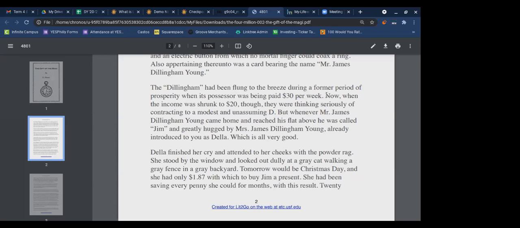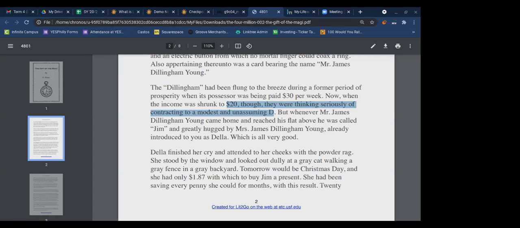All right. And then it says when his income shrinks to $20 a week, so now he's making less money, they're thinking of contracting it to a modest and unassuming D, right? So changing it from Mr. James Dillingham Young to just James D. Young. Why do you think that is? Why do you think now that he's not as prosperous, not making as much money, he wants to shorten it and change it just to D? What do you think the reason might be for doing that?